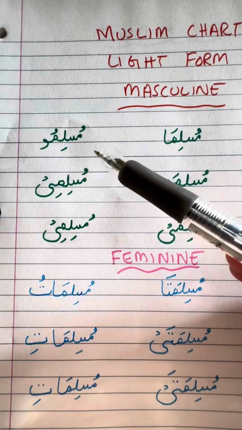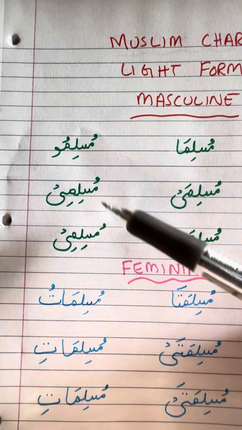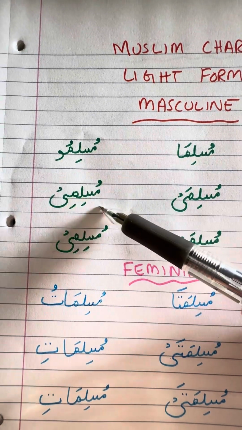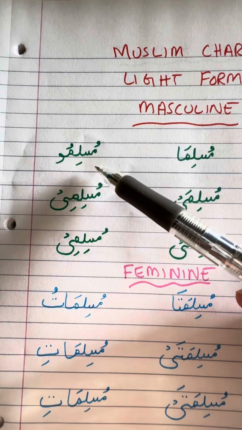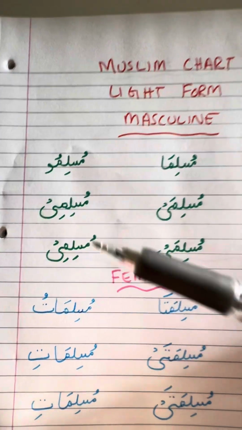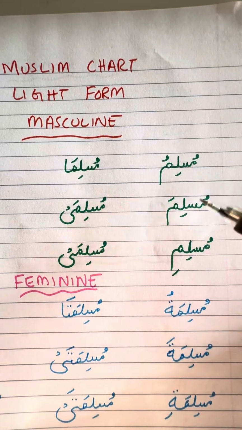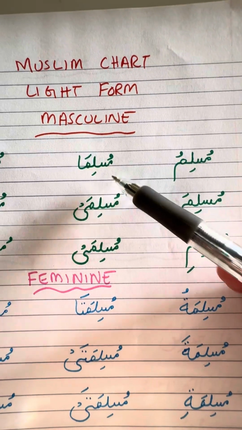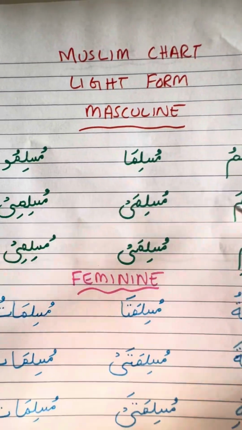Moving on to the third column, which is the plural column. We removed the extra noon from here also. So it was Muslimuna, Muslimina, Muslimina. When we remove the noon from the end of all these three, it became Muslimu, Muslimi, Muslimi. So now let's read the light version of the Muslim chart masculine. Muslimu, Muslima, Muslimi, Muslima, Muslimai, Muslimai, Muslimu, Muslimi, Muslimi. So this is the light version.